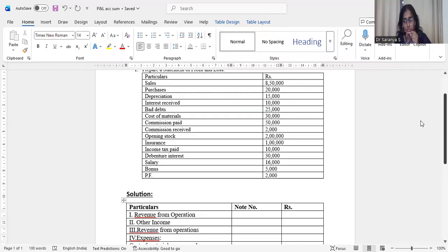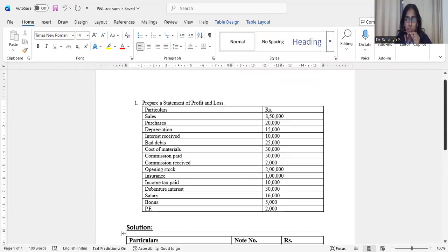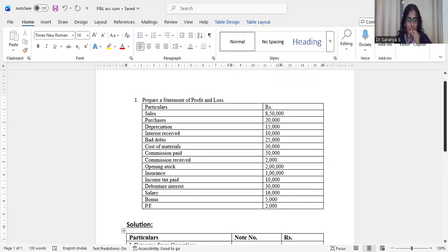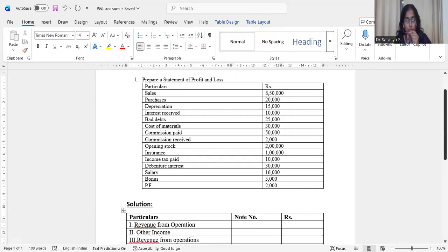Hello everyone. Today we will discuss a portion of final accounts. Here we have Form 1, the balance sheet. Form 2 is the statement of profit and loss account. So we will discuss a profit and loss account sum today. Here one sum is there. We will discuss it now. Prepare a statement of profit and loss.